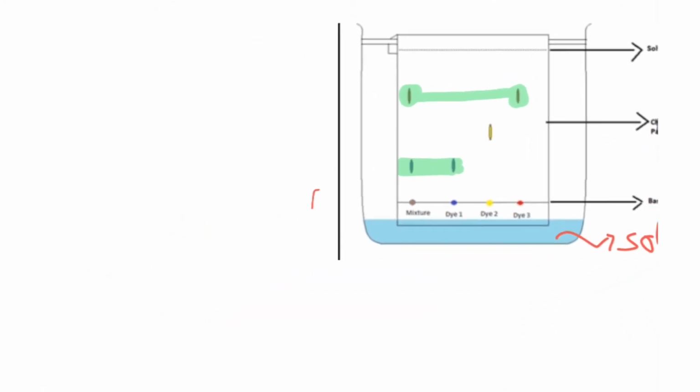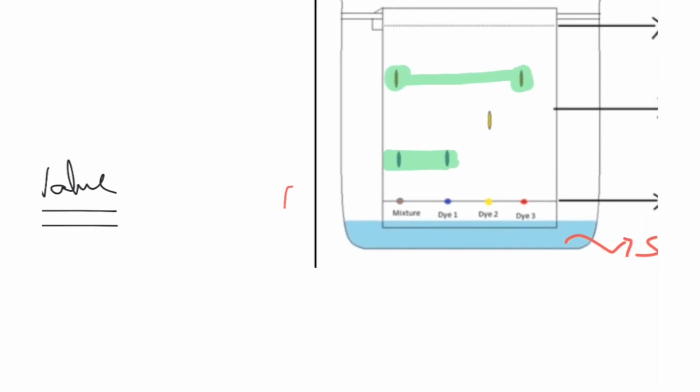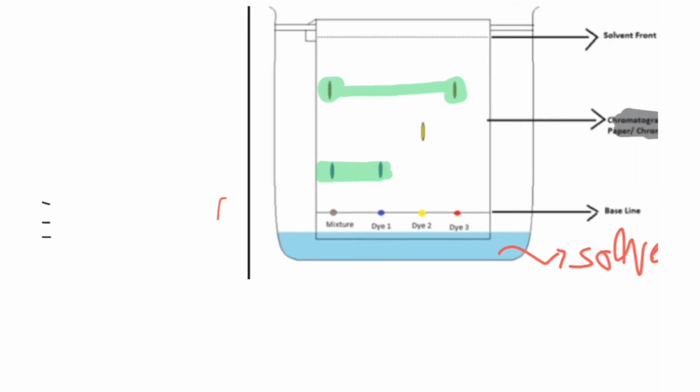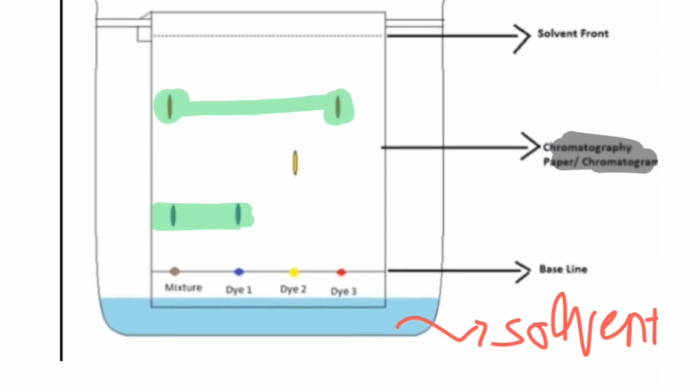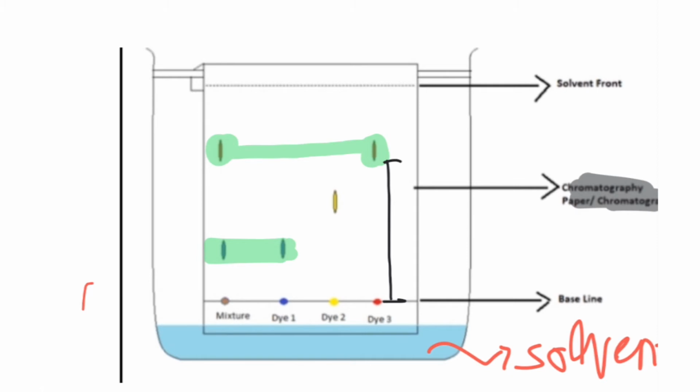One term which is used is called the Rf value. Now, the Rf value tells you about the solubility of that component, or that dye, or that substance inside the solvent. The higher the Rf value, the more soluble it is. The Rf value is calculated by dividing the distance traveled by the spot on the chromatogram by the distance traveled by the solvent, which is basically the distance from the baseline to the solvent front. If two substances have the same Rf value, we say that they are the same thing.